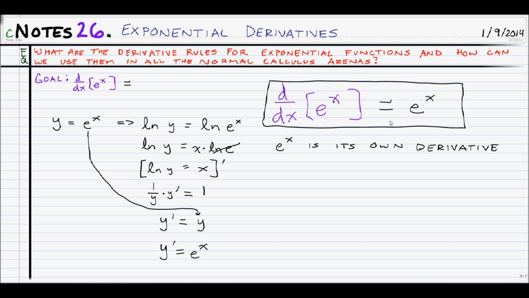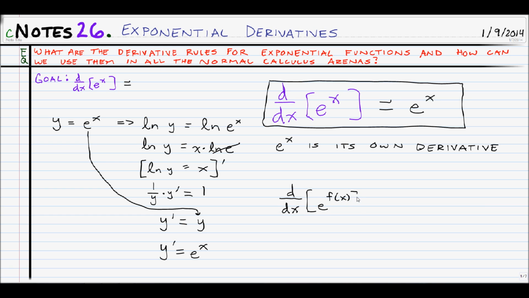Now, of course, we want to look at what happens if something more interesting is happening in the function. What if we're multiplying by something else? So it doesn't quite end there. Just because the derivative of e to the x is e to the x doesn't mean that's the end of our work. Instead, we might look at the derivative of e to the f of x.